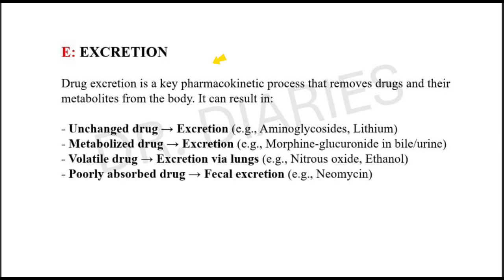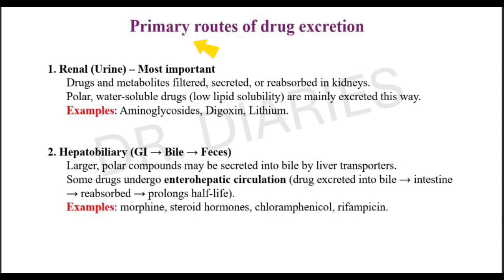Drug excretion is a key pharmacokinetic process that removes drugs and their metabolites from the body. It can result in unchanged drug excretion, e.g., aminoglycosides, lithium; metabolized drug excretion, e.g., morphine glucuronide in bile, urine; volatile drug excretion via lungs, e.g., nitrous oxide, ethanol; poorly absorbed drug, fecal excretion, e.g., neomycin. Primary routes of drug excretion: renal, urine, most important.